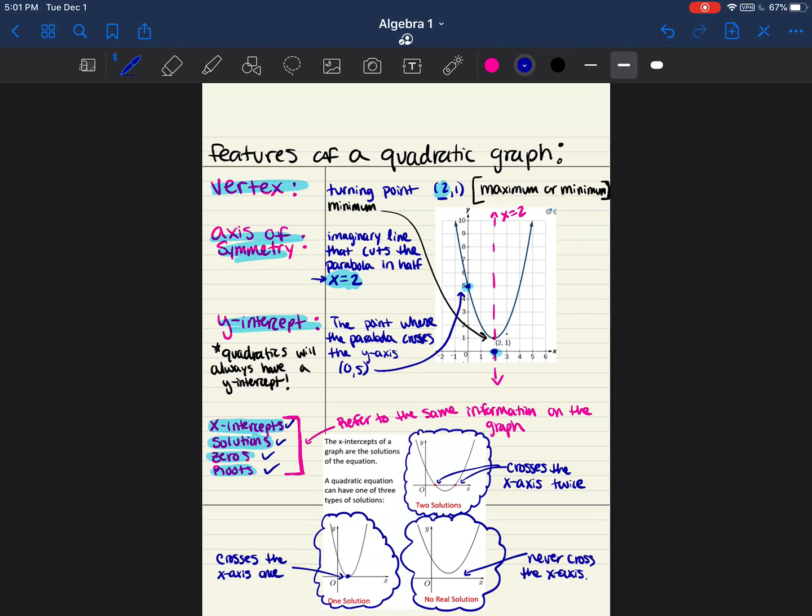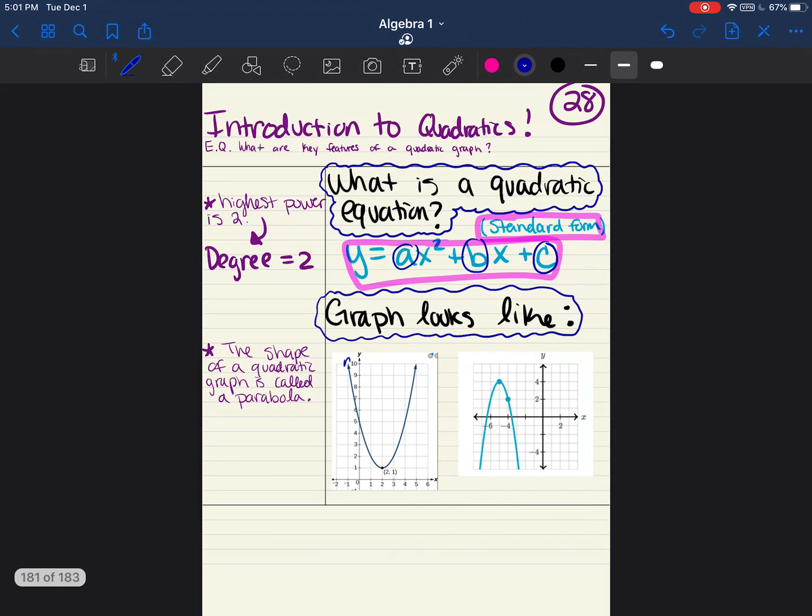And there you have it. 4 very important ideas to get you started on quadratics and a basic definition of what they look like in an equation and on a graph.